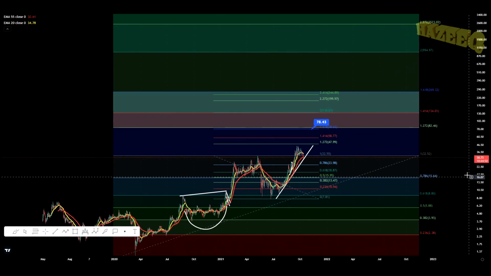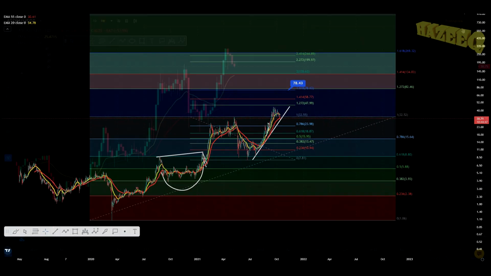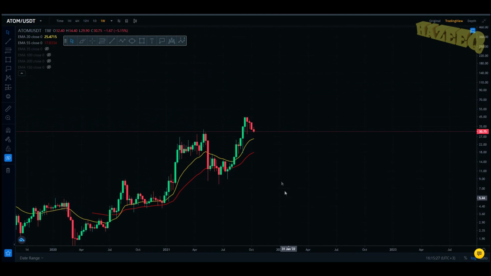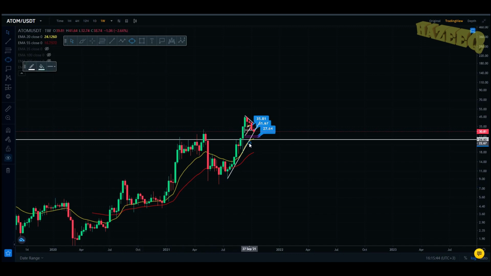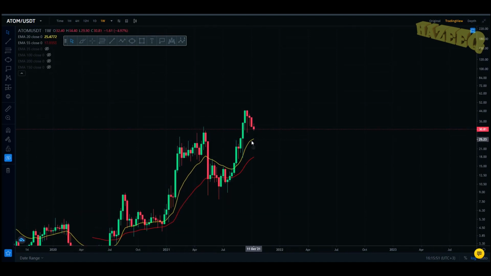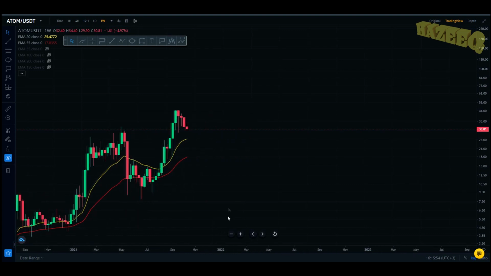Okay, so let's jump into Binance. Now, on the weekly chart, you can see that the 20 weekly EMA is sitting at $25.47. So right here, this little yellow line is the 20 EMA. The red line is the 55 EMA. It wouldn't be a surprise if we came down all the way to that level. Okay, I do apologize, the drawings came back. So $25, $26, $27 is still possible for this project.